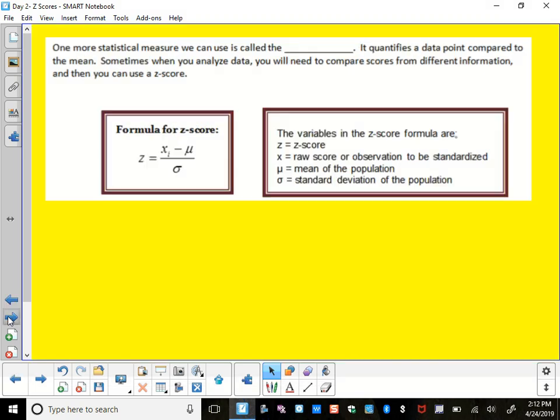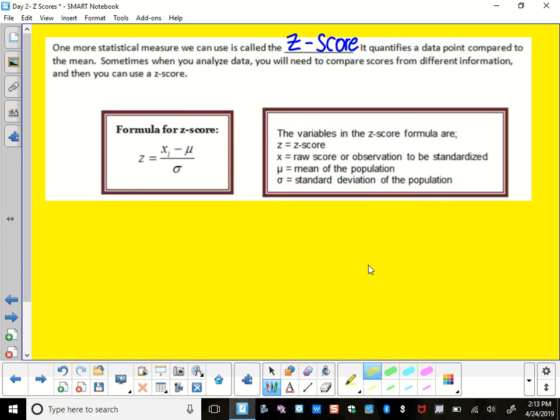Okay, so turn to day 3, or wait, day 2, right? Alright, so this is all about Z-scores. So one more statistical measure we can use is called Z-score. You'll notice that whenever I write Z-score, I like to put a line through it because once you start putting numbers, I don't want you guys to get confused with a 2 and a Z. And I'm seeing your handwriting, so I know how easily you guys can be confused.